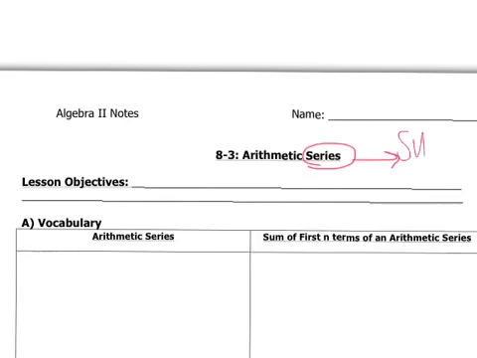A series is a sum. You please know this. A sequence is a list of numbers. A series is a sum. So where last time we may have found the 20th term, what we'll be looking at today is finding the sum of the first 20 terms. Okay? So our main goal is to be able to evaluate an arithmetic series. And we'll do that a couple of different ways.